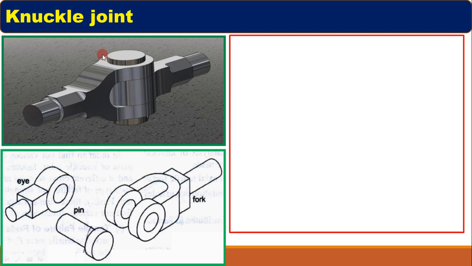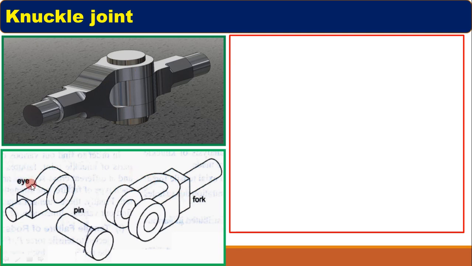So in this picture I have shown the three-dimensional knuckle joint. Through this 3D picture you will be able to understand the different parts in the knuckle joint. This part, which has a double end, two ends, is known as the fork. You can see here, this is the first end of this fork and this is the second end of this fork. So the part which has two ends is called the fork.